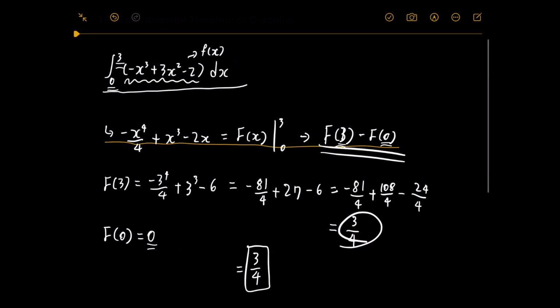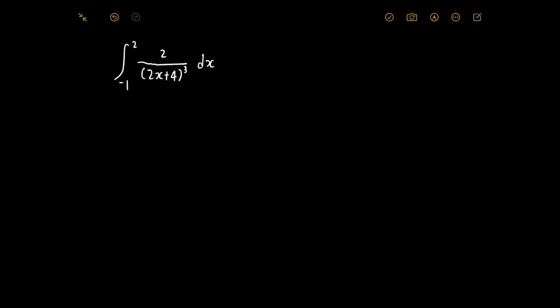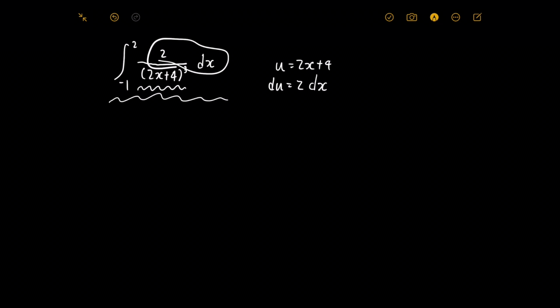So the answer is 3 over 4. So let's go to the next question. Here we have this function, and just as before, the first step we have to do is to find the antiderivative of this function. And how do you do this? We can use u substitution. And u is equal to 2x plus 4. So du is equal to 2 dx. And we have 2 dx here, so we can substitute these values with du.